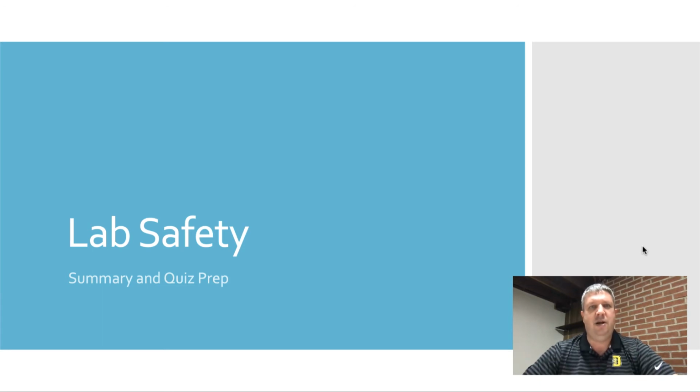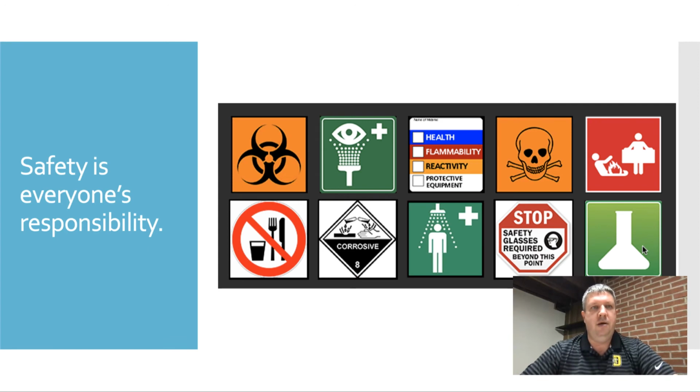So let's get started with our summary and quiz prep for laboratory safety. First and foremost, safety is everyone's responsibility. Here we see a whole bunch of different ways to communicate hazards. I'm not really sure what the one on the upper right is looking at. I guess that looks like an accident that happened in line at Chipotle. I don't know what. But there are all sorts of different safety hazards.